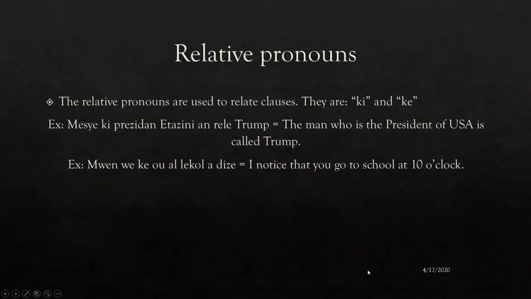All right, let's move on. Oops. Time is running fast. The relative pronouns. The relative pronouns are used, I'm just gonna read this for you, to relate clauses. They are key and K. Very simple. Key and K. If you know that, good to go. For instance, Monsieur qui président États-Unis, really Trump. Oh well, oops, bomb. Is that a mistake? No, it's not a mistake.